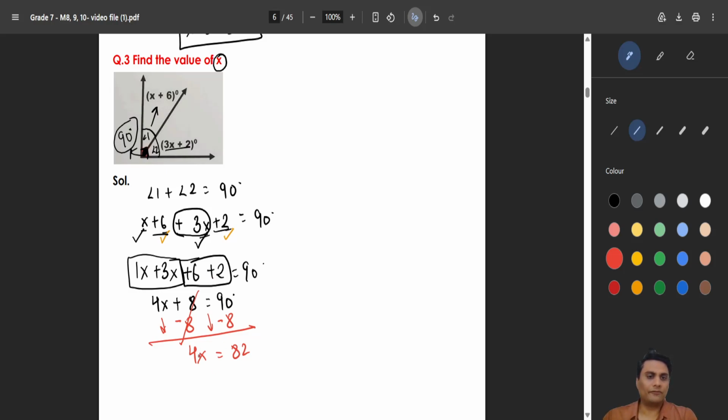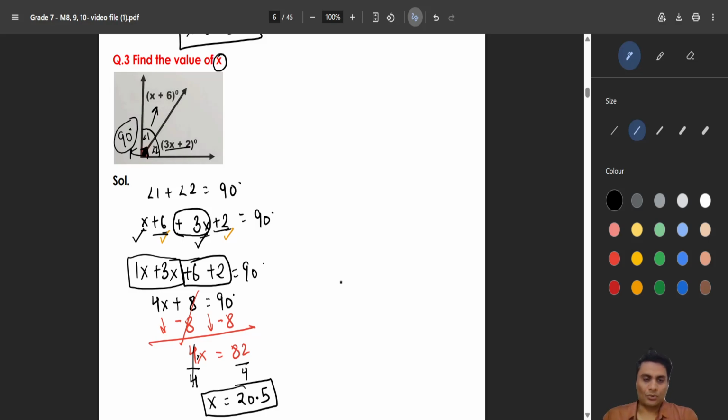Okay. We have 4x. Between 4 and x there is nothing, which means we have multiply here. How will I remove a multiply? By using divide. So divide 4 here, divide 4 here. 4 divided by 4 is 1, no need to write 1, simply x equals 82 divided by 4. 82 divided by 4 will give you 20.5, which means the x here is 20.5.